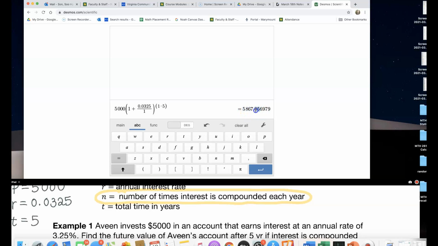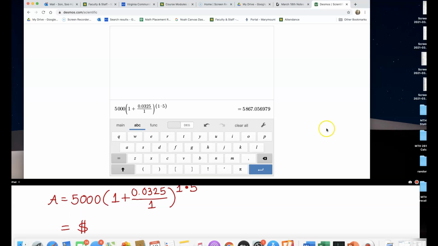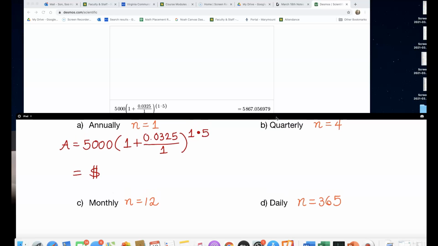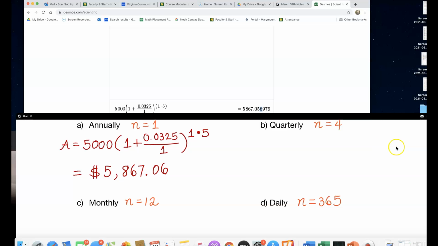$5,867 and I will say 6 cents. Let's give her 6 cents. So let me write that answer down on my paper or my notes. So when you are doing these interest problems, you must have a scientific calculator, okay? So $5,867 and 0.66 cents. And I rounded up because the number after 0.5 was 6. This was bigger than 5, so I rounded that up to 6 cents instead of 5 cents.